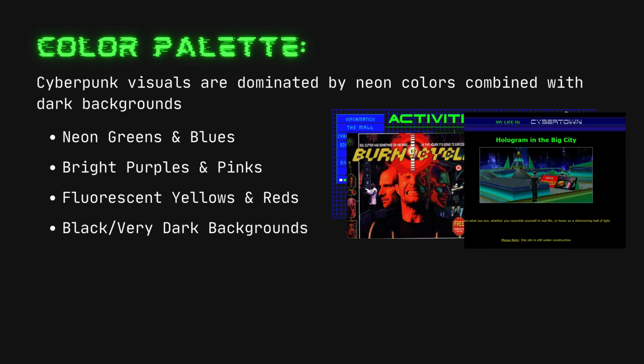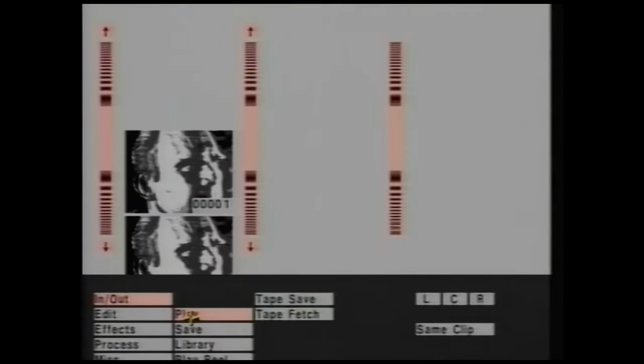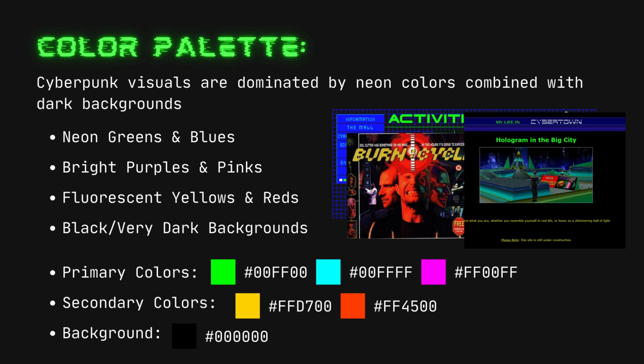Dark/very dark backgrounds are used to bring attention to the neon elements and provide a high contrast effect, and this is crucial. For colors, the possibilities are endless, but these can serve as a good outline to start. Neon green, cyan, and magenta for the primary colors, the secondary colors bright yellow, orange, red, and the background of course black or very dark purple/blues.